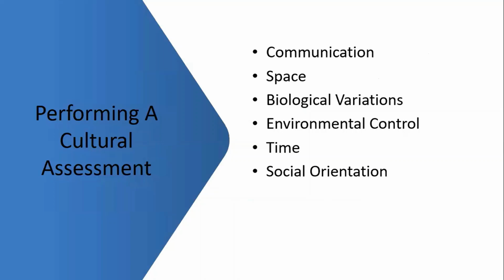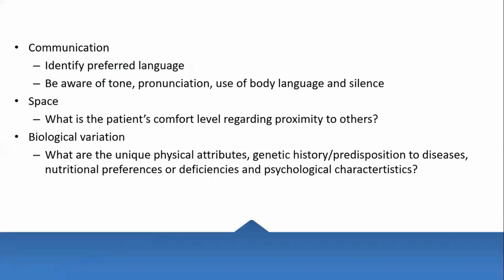So we just talked about communication, space, biological variations, the environmental control, what time perspective they are looking at, and their social orientation. Need to identify their preferred language, be aware of tone, of pronunciation, use of body language and silence. With space, what's your patient's comfort level regarding proximity of others?